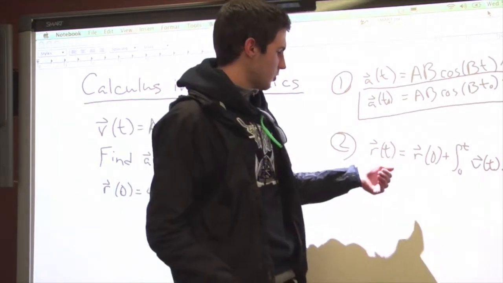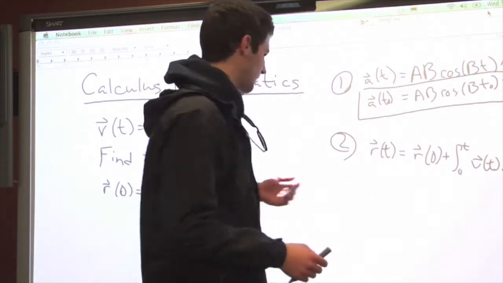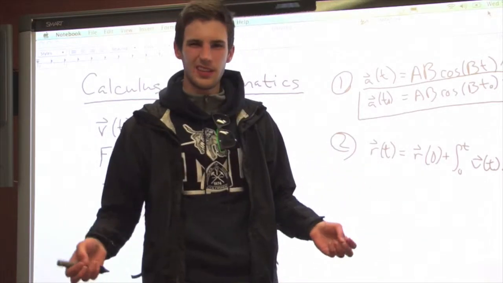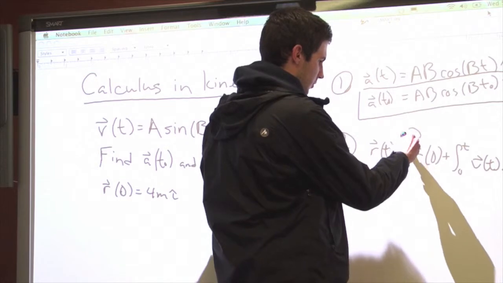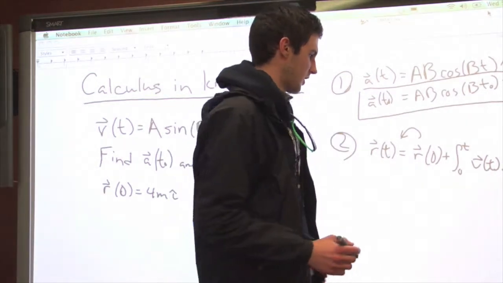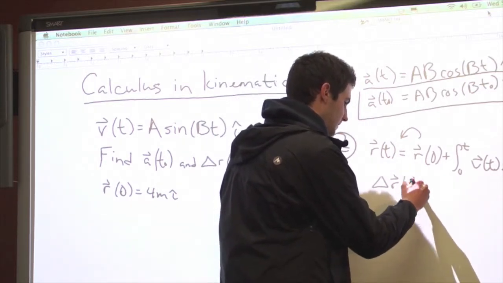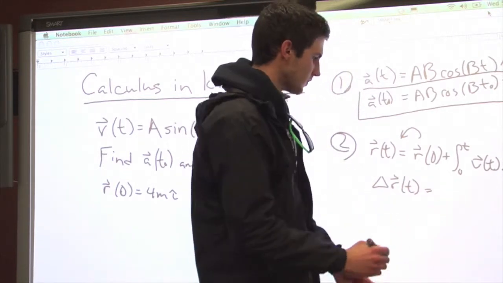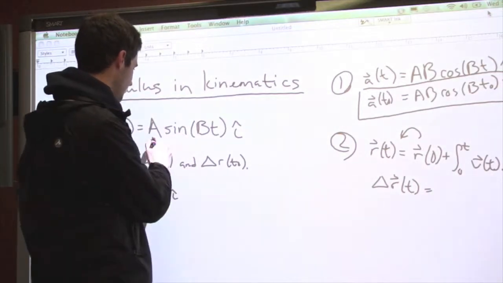But we just want to find delta r. And so to find delta r, we don't even need this r naught, because we'll just pull it over to the other side and say that that's the change that we experience. So we're going to move this over, and as a result, say that the displacement is equal to this function right here. So we're going to say delta r of t is going to equal, in this case, the integral of this function right here.